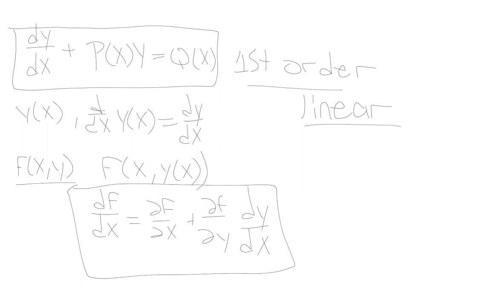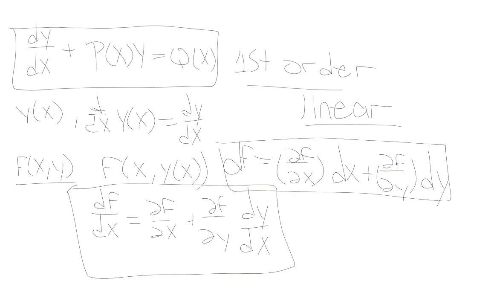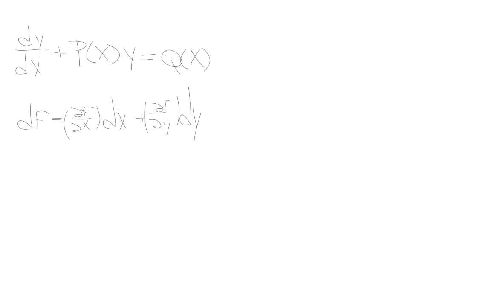And so the total differential of a function would be equal to df equals partial f with respect to x times dx plus partial f with respect to y times dy. This is what a total differential is. So here I have this thing that I defined in the last slide, a total differential. And why is this important?